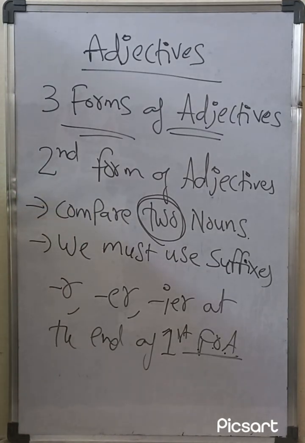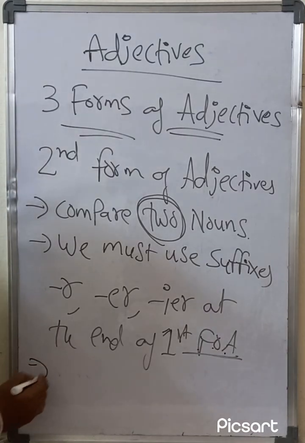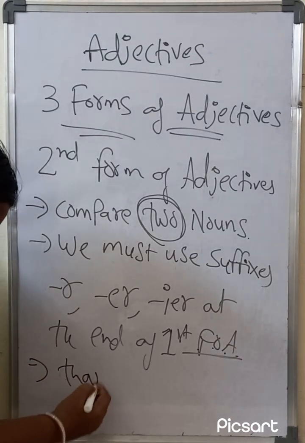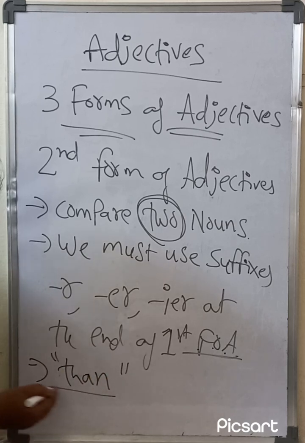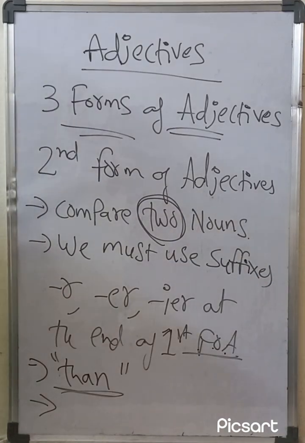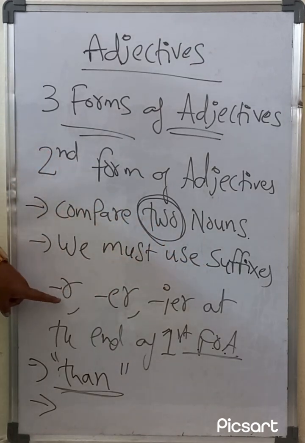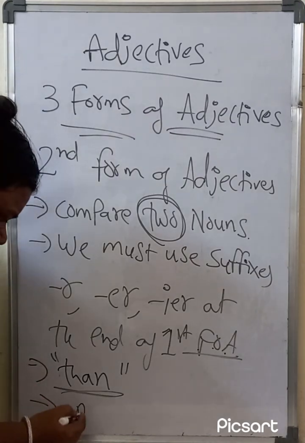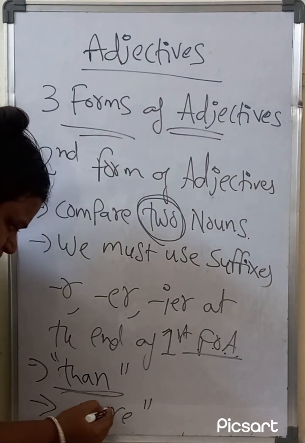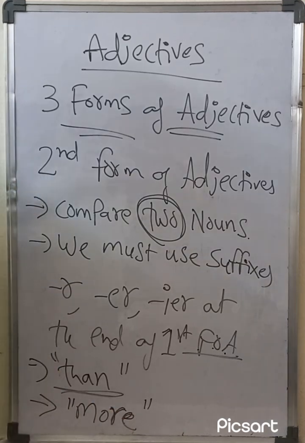Now let's see another rule. Since we are connecting two nouns, bear in mind you must use the conjunction called than. And finally, the last point, guys. There will be some situations where we may not be able to use suffixes. In that scenario, or in that case, we should use the word more before the first form of adjectives. Hope you're clear, guys. Now we are going to see some examples using the first form and second form of adjectives.